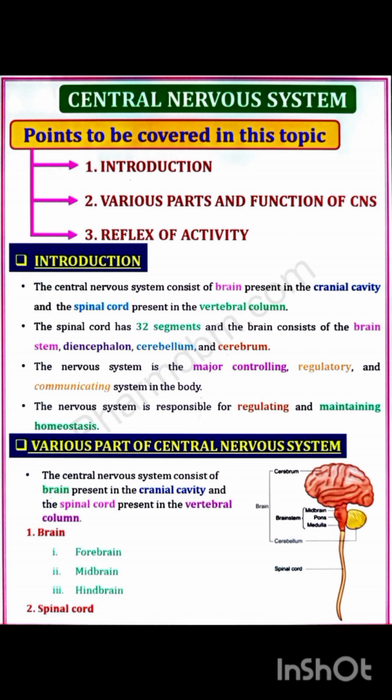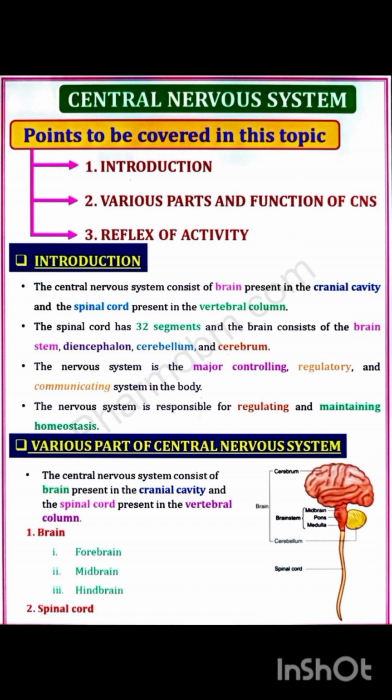in the vertebral column. The spinal cord has 32 segments and the brain consists of the brainstem, diencephalon, and cerebellum. The nervous system is the major controlling, regulatory and communicating system in the body. The nervous system is responsible for regulating and maintaining homeostasis.